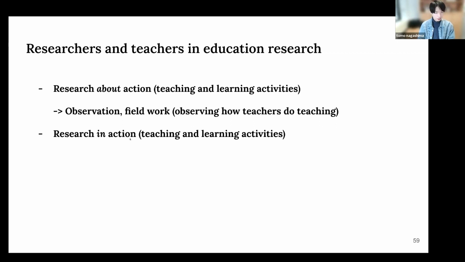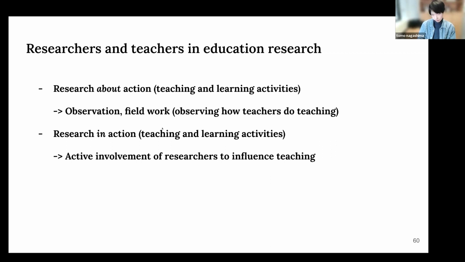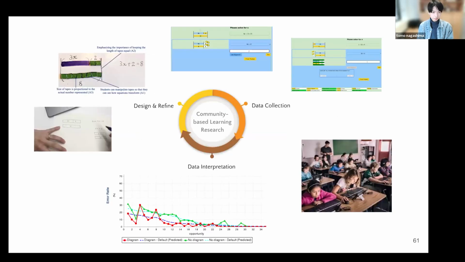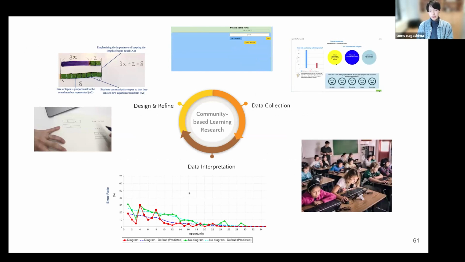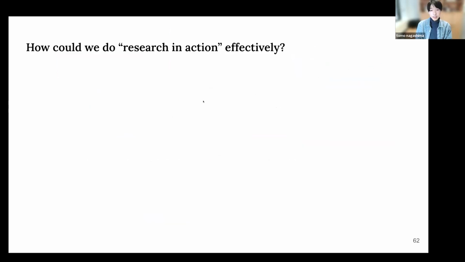The other type is research in action, which is more active involvement of researchers to influence teaching and learning activity. And this research in action is what I have been doing and what I think could be useful to solve the problem that I mentioned before. At the beginning, I showed my research cycle. So this is pretty much this research in action work where we actually try to change or influence what teachers do in a classroom by closely working with teachers and students. So how could we do research in action effectively?